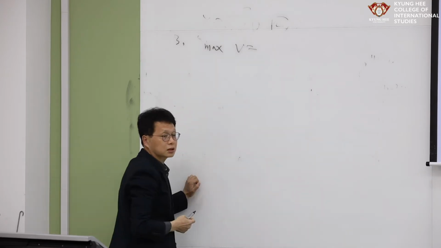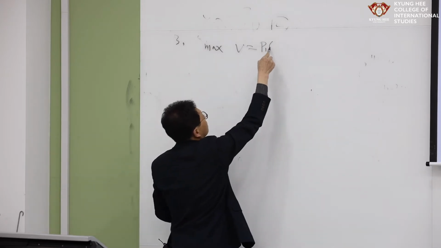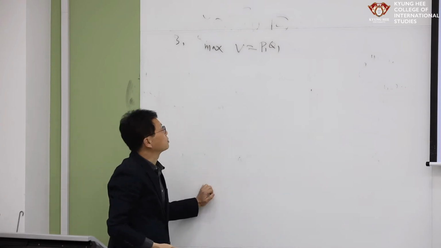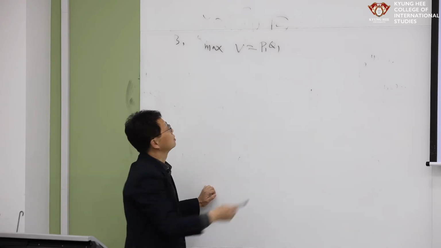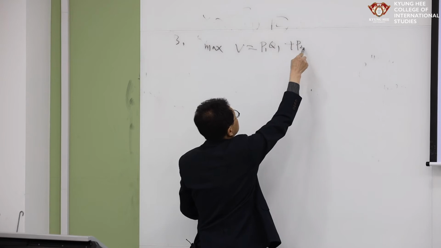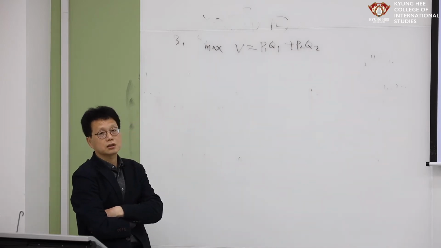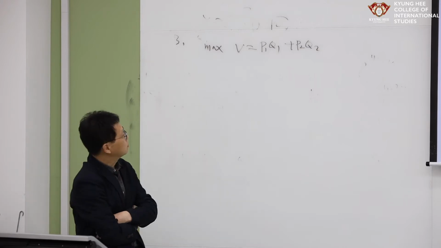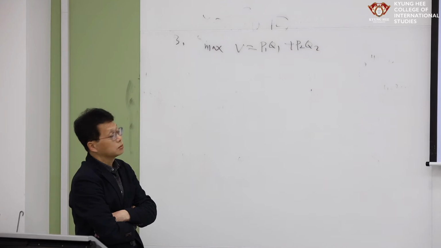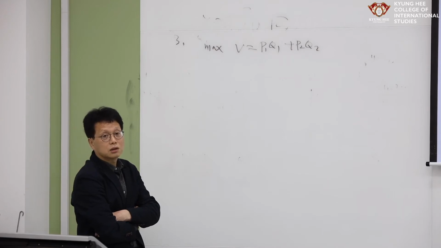Maximize the value of two products. The value of two products is the price of good one multiplied by the production Q1, plus P2 Q2, right? That is the value of two products. The value of two products is the same concept as GDP in nominal terms.